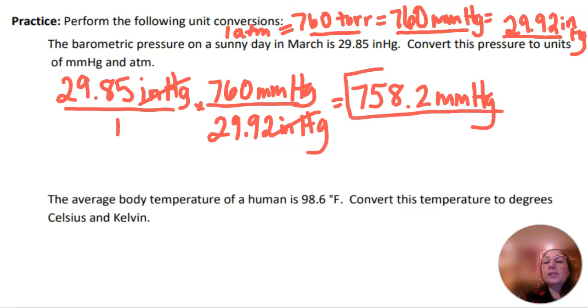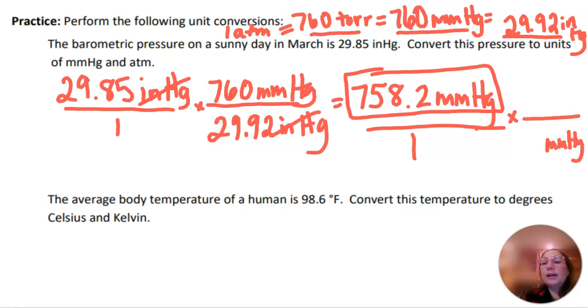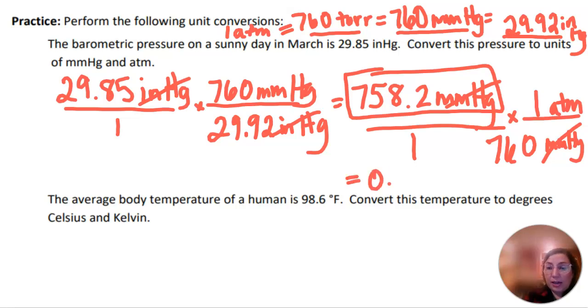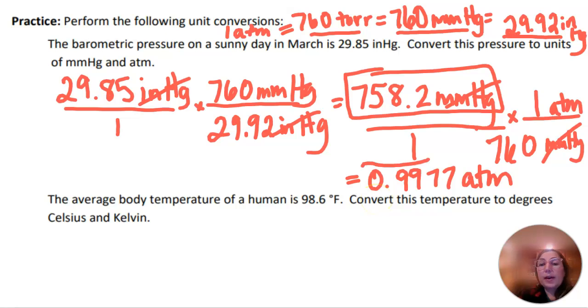Now the next thing we want to do is get that into ATM. So this was our first answer, but we can just set that as a known over 1 and get rid of millimeters of mercury, and this time instead get to ATM. One ATM in 760 mmHg, or millimeters of mercury. So this time we divide by 760, and we should get 0.9977 ATM. Okay, so we're done with these little pressure conversion practice.